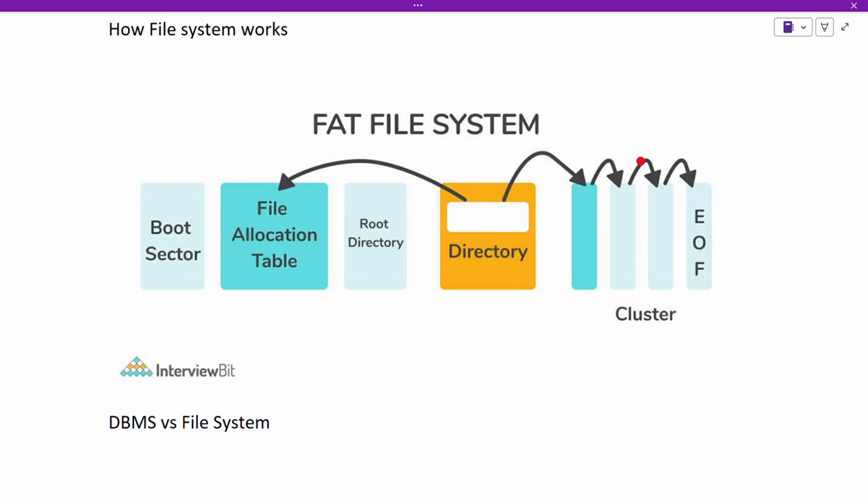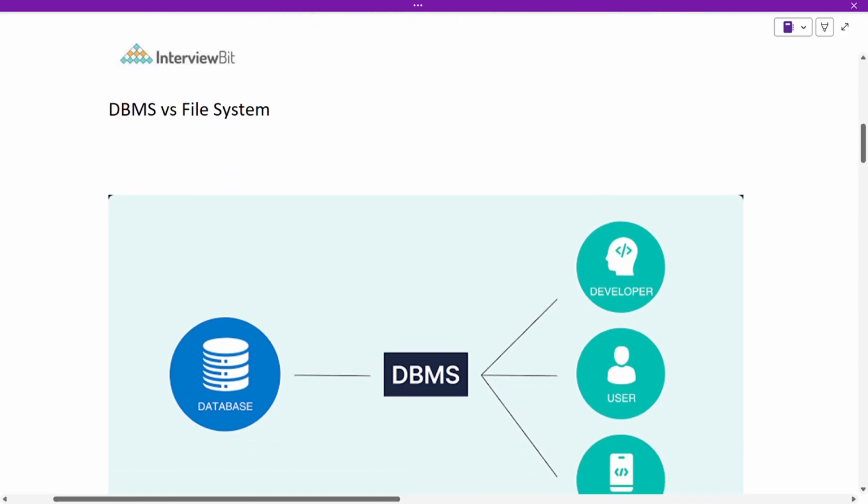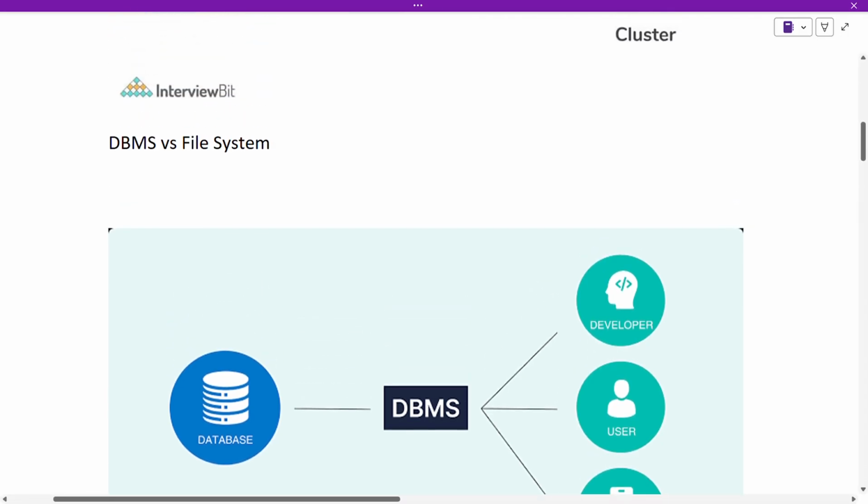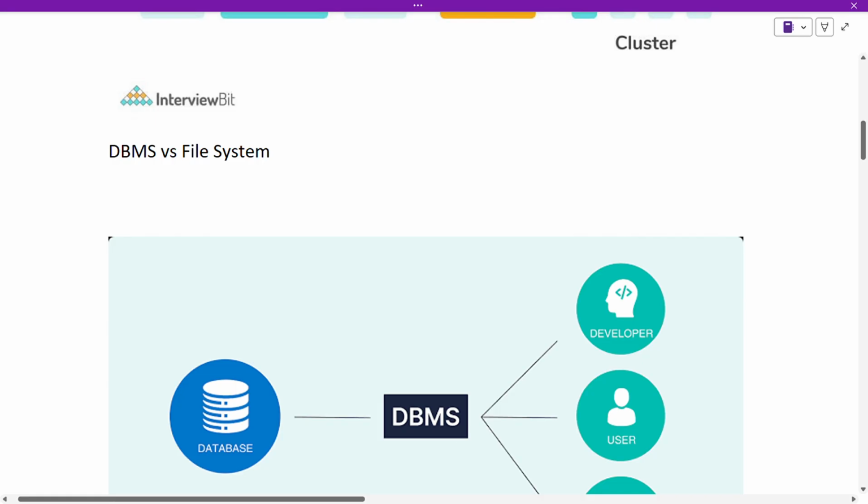In this way, people understood that we needed some other system which can offer additional functionality than just storing and retrieving the data. So we came up with something called DBMS. But what is DBMS, and how does it fulfill the actual purpose of manipulating data in a very efficient way? Let's talk about a DBMS versus a file system.